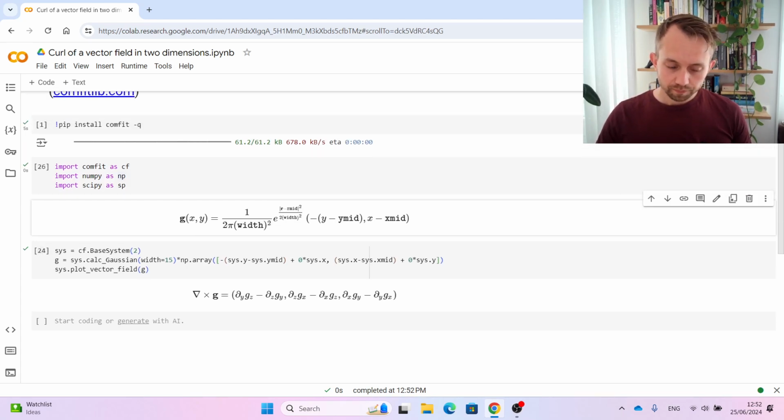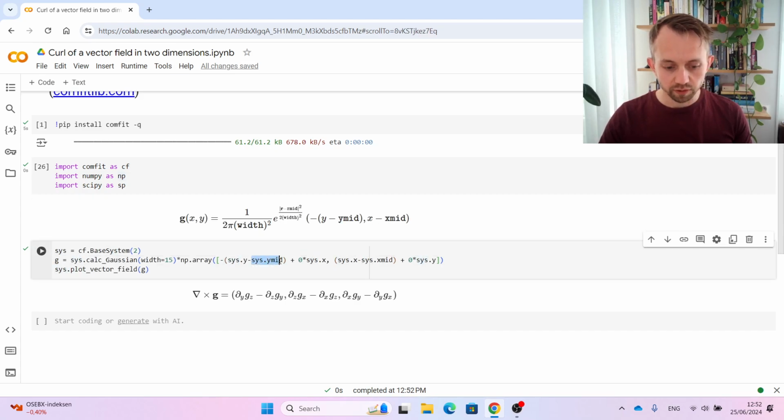The test vector field that we're going to be computing the curl of is this vector field here, g of x and y, which is essentially y minus the middle part as the x component, and x minus the middle x coordinate as the y component. These y mid and x mid are properties of the instance of this system here. So I'm initializing an instance of the base system class with dimension 2, and then y mid is the mid position. You can see it here, it's 50, and x mid is the mid position in the x direction.